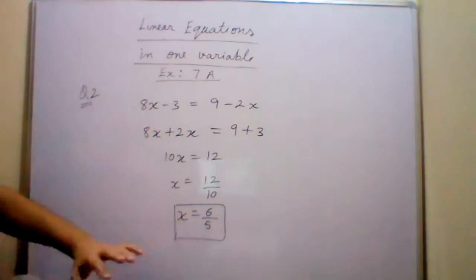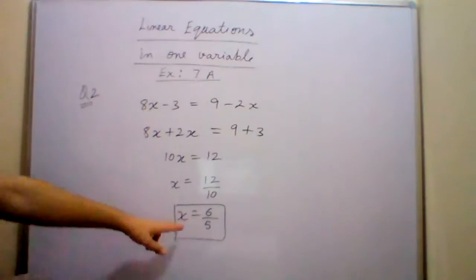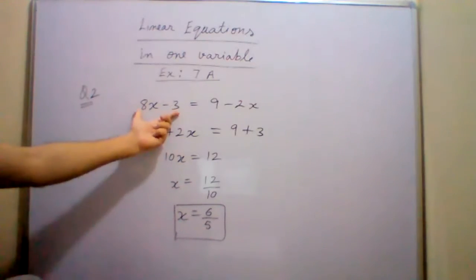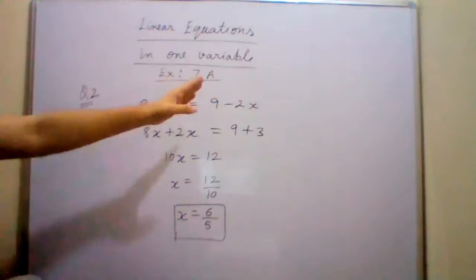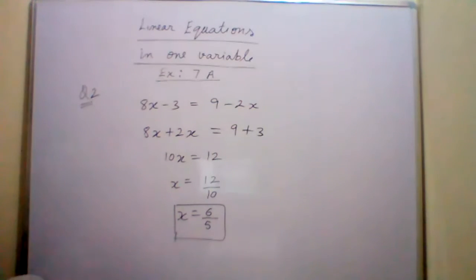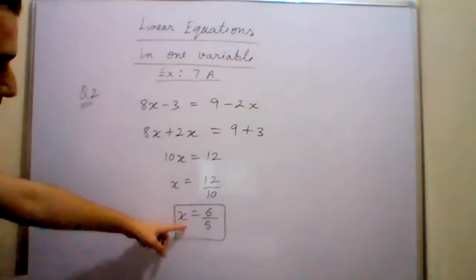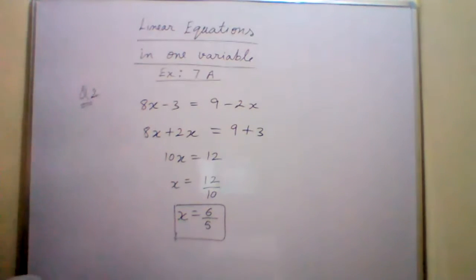This is the solution of the equation. What does that mean? If I put x equals to 6 upon 5 here in the LHS and here in the RHS also, you will get LHS equals to RHS. But that thing you don't have to do. You just have to find the solution. We have found the solution.